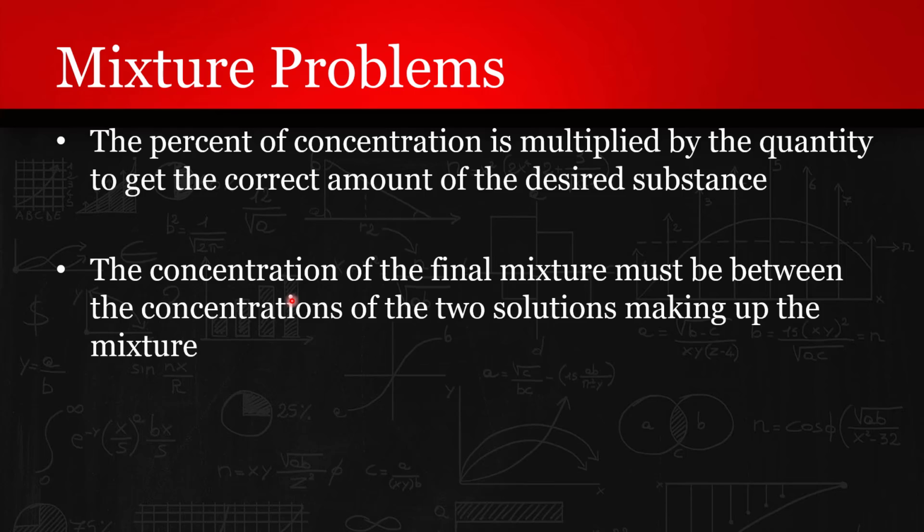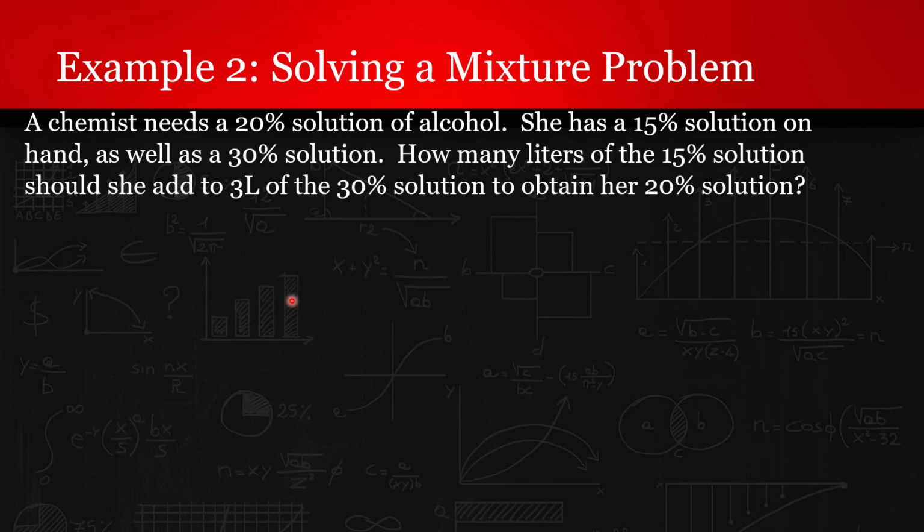Okay, so what kind of problems are we talking about here? Well, here's one. Here we have a chemist that needs a 20% solution of alcohol. She has a 15% solution and a 30% solution. So if she combines them, she can only produce solutions that are between 15 and 30. She cannot produce a 10% solution, and she cannot produce an 80% solution. Only between 15 and 30. Now, the other part of the question here is how many liters of the 15% solution should she add to 3 liters of the 30% solution to obtain her 20% solution.